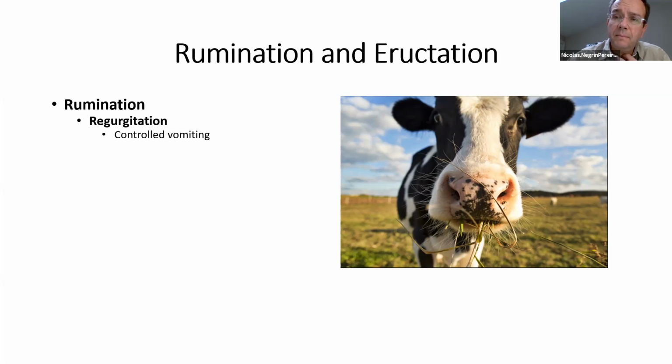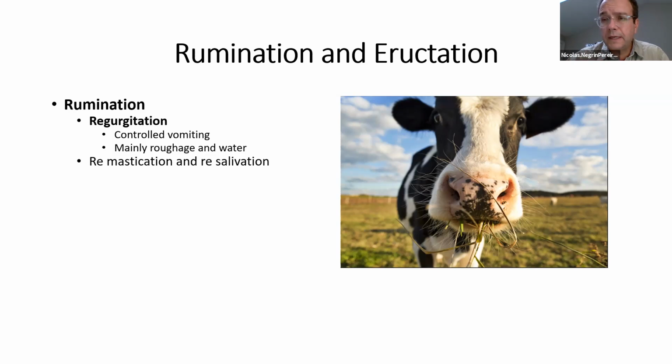collect the ruminal content back to the mouth, where the animal will keep on chewing those boluses, that ruminal content, which is of course mainly formed by grass, roughage, and water. It provides the opportunity for the animal to remasticate, to rechew all these pieces of grass, keep on with the grinding process and increase the surface of attack for the microbes to be able to digest all that cellulose and hemicellulose.